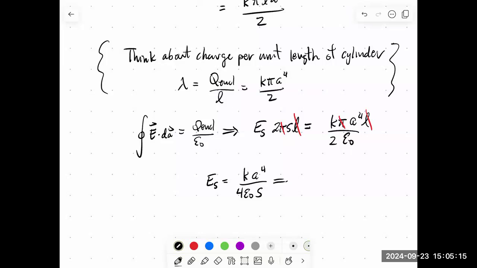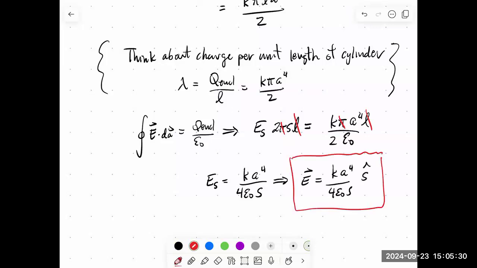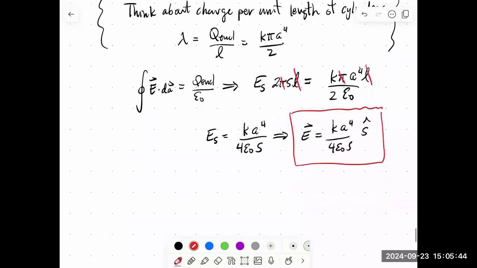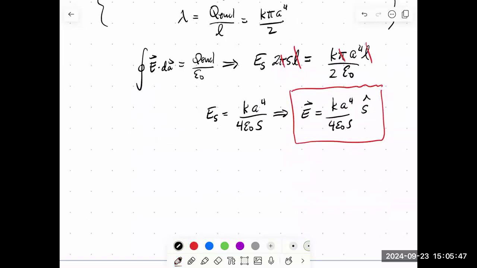that's fine. Then that means that E, if we want to write it as a vector, is something like this. And that's fine. What I want to do is I just want to see if we can re-express this thing in terms of a charge per unit length. So we have K pi A to the fourth over two. Let's rewrite E in terms of lambda.